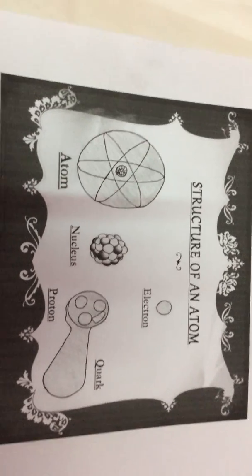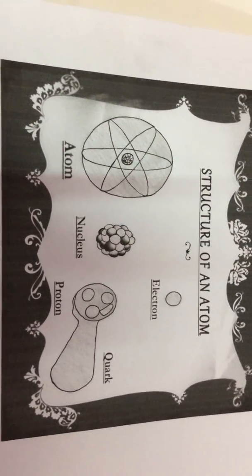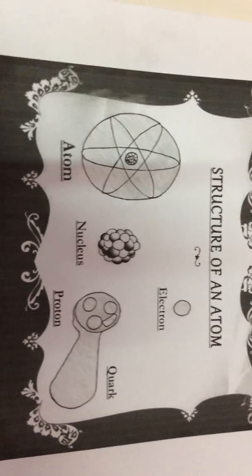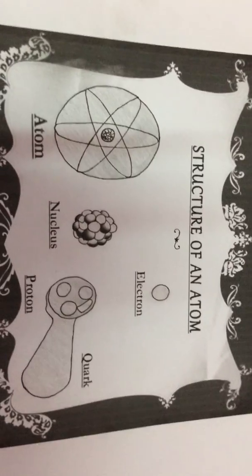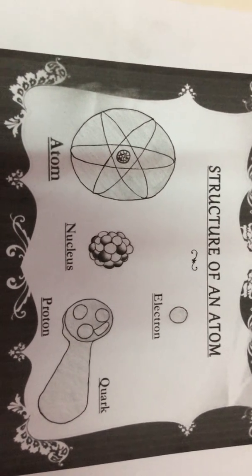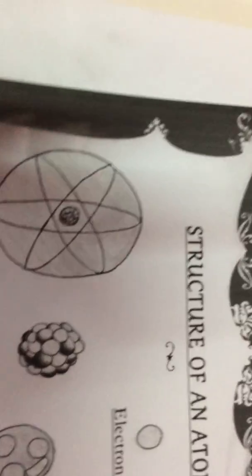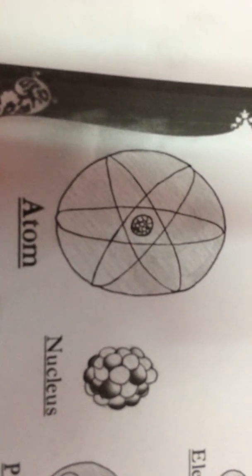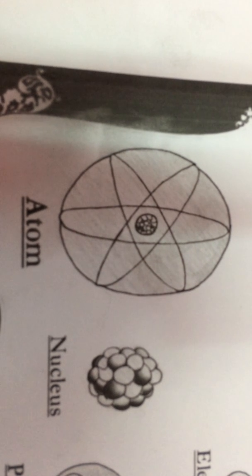In this module, we are discussing the structure of an atom. As you all know, the existence of the atom has been proposed since the time of early Indian and Greek philosophers. The word atom has been derived from a Greek word atomos, meaning non-divisible.